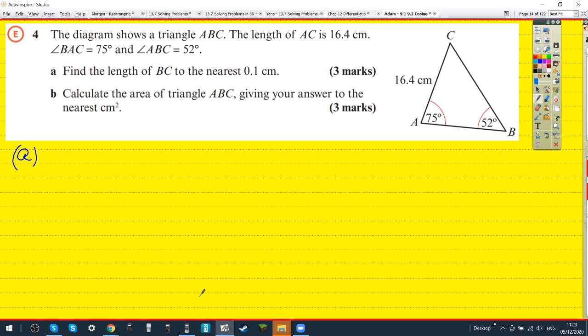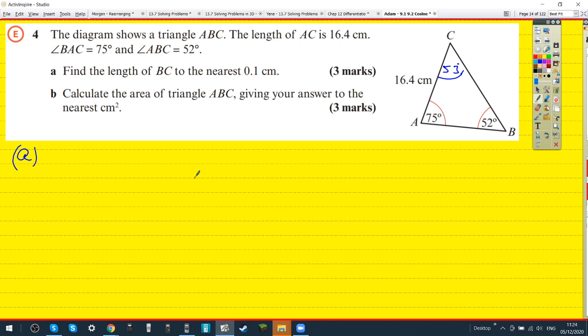So would you work out what C is first? The angle C is. Do you need to work it out? Yep. So you do 75 add 52, which gives you 127. Then 180 minus answer, which is 53 degrees. And then you do area equals a half times 16.4 times B times sine 53.